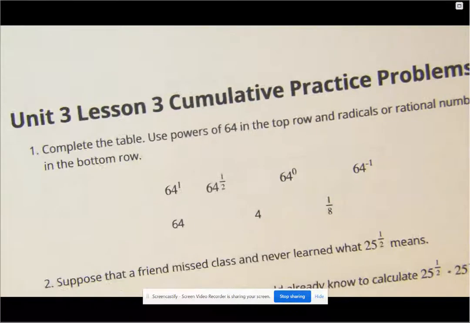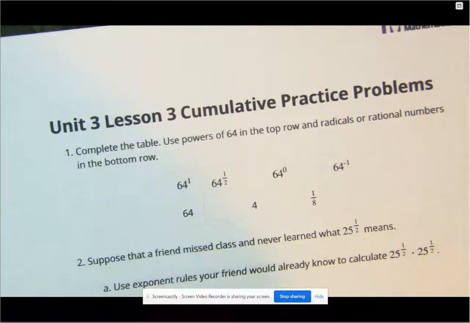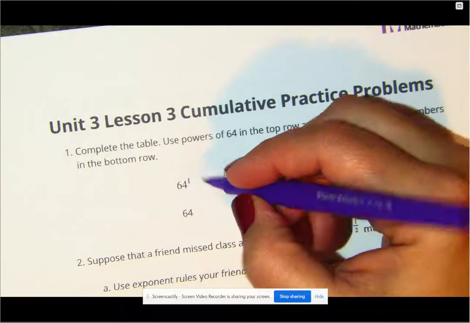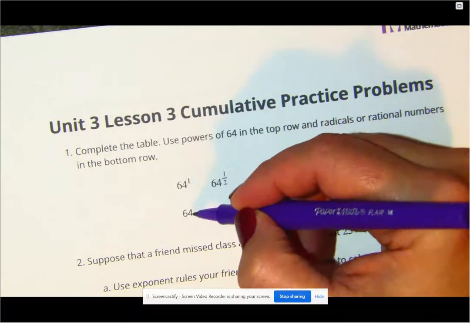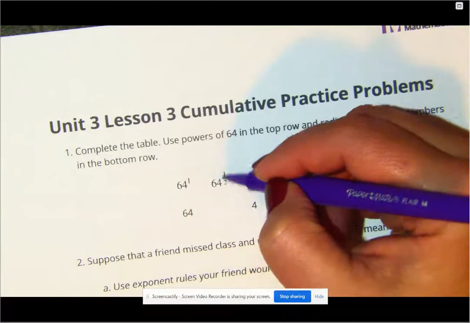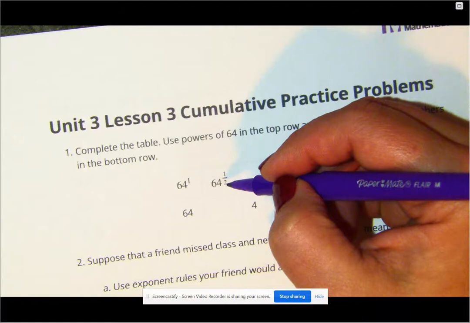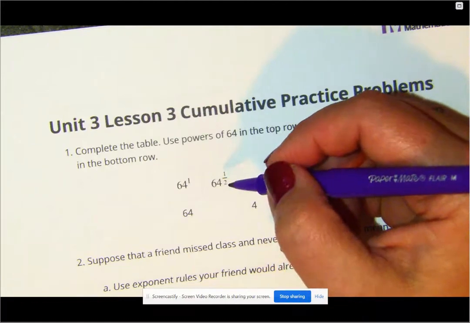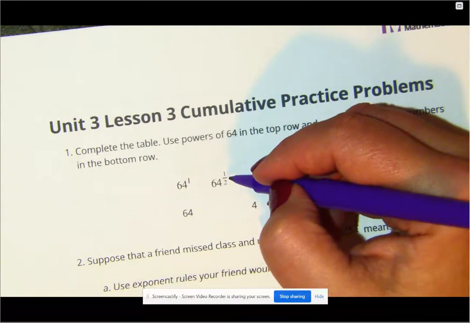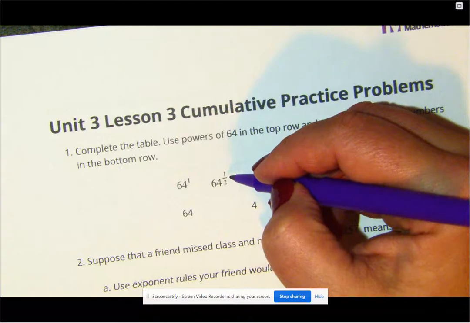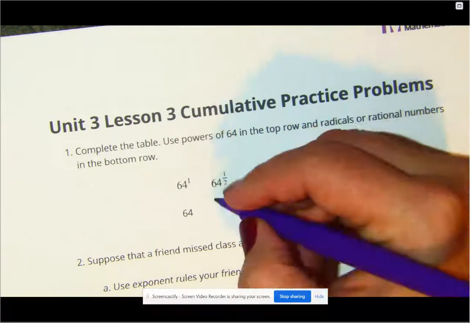So here we go. Number 1 says complete the table, use powers of 64 in the top row and radicals or rational numbers in the bottom row. So the first one's filled in for us. 64 to the first power is 64. 64 to the 1/2 power. Today we learned through explaining through the use of our exponent properties that the 1/2 power actually means square root. So what is the square root of 64?